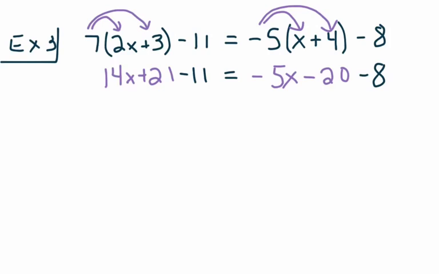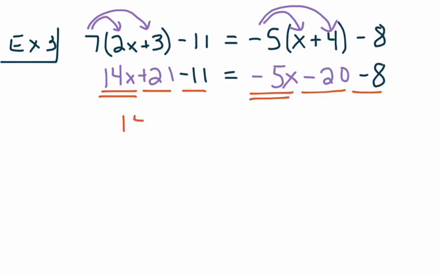Now, I'm going to go ahead and identify what my like terms are. So I have 14x as my variable term, 21 and minus 11 as my constant terms. On the right side, minus 5x is my variable term, and then negative 20 minus 8 are my constant terms. So there's nothing that I can do to combine my variable terms on either side, so I'm just going to bring those down, but I will combine my constant terms on both sides. I'm going to take 21 minus 11 on the left side and negative 20 minus 8 on the right side.